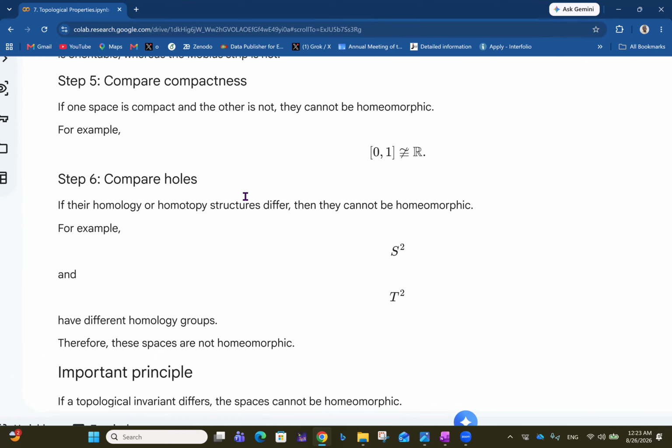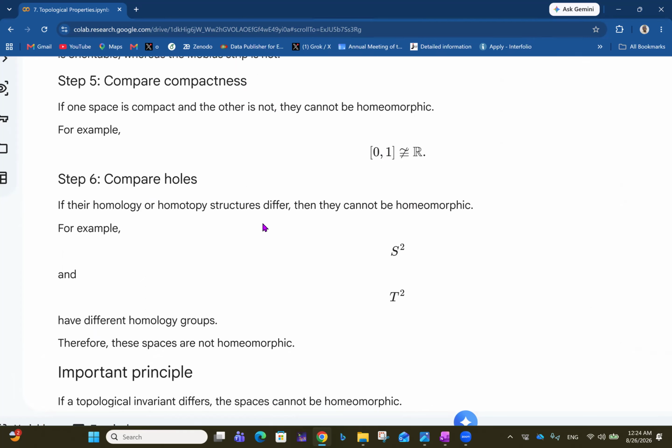Then compare compactness. If one space is compact and the other is not, they cannot be homeomorphic. For example, the closed interval [0,1] is not homeomorphic to the real number line, though it is in the real number line, because this one is compact. R is not compact.